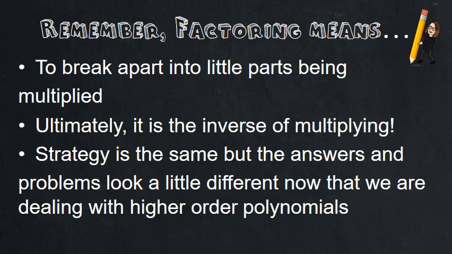So remember that factoring means we're breaking apart into little things that are being multiplied. So I might start with a polynomial, but end up with 3 factors that I could multiply to check my work. So it's the opposite of multiplying, or undoing multiplying. So the strategy is the same, but the answers are going to look a little bit different now that we're dealing with the higher order polynomials. So for example, if I have an exponent of 6, how does that look when I factor it?